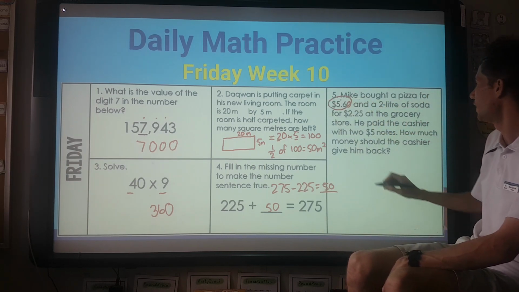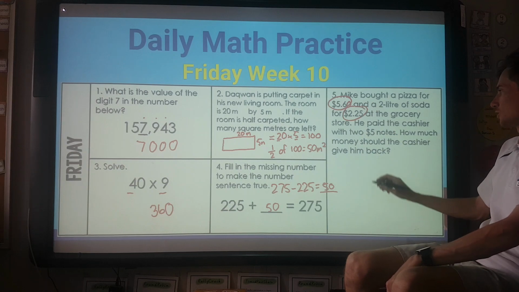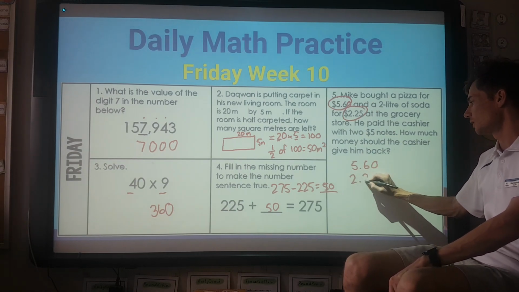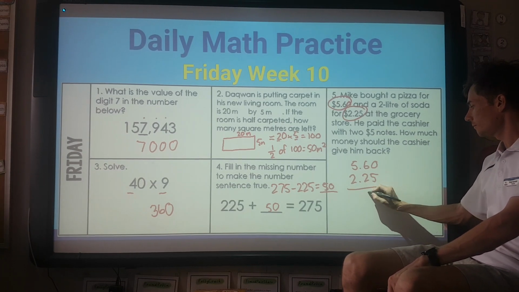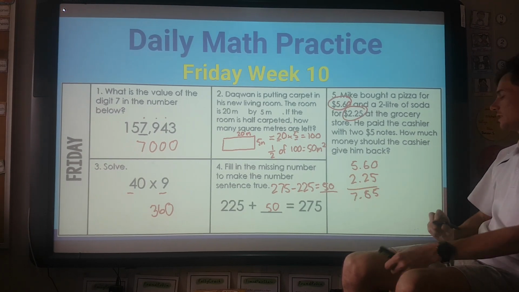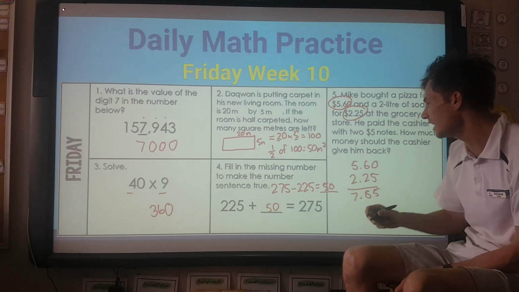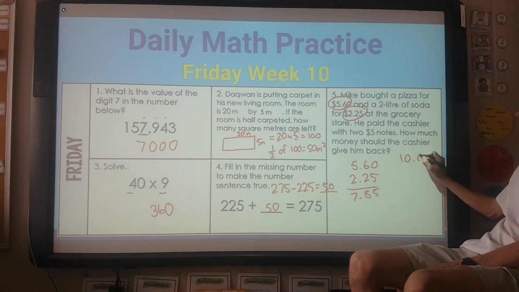So his pizza is $5.60. His drink is $2.25. So Mike has paid $5.60 and $2.25, which is $7.85. He paid the cashier with 2 $5 notes. So 2 lots of 5 is 10. So Mike's paid with $10.